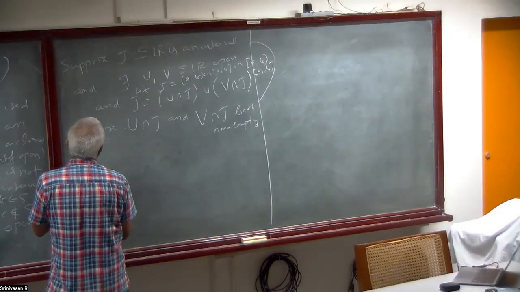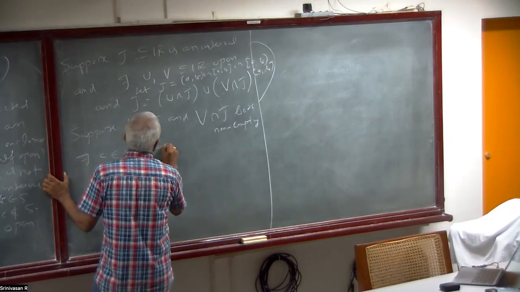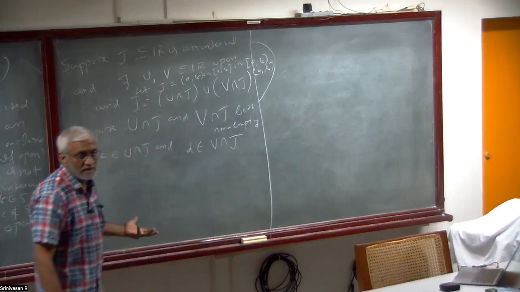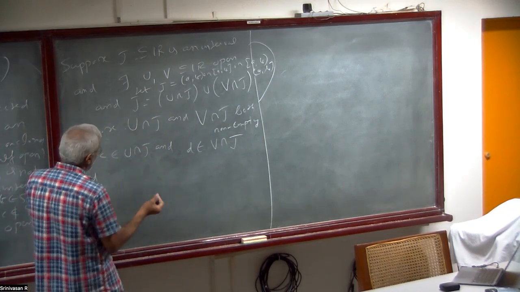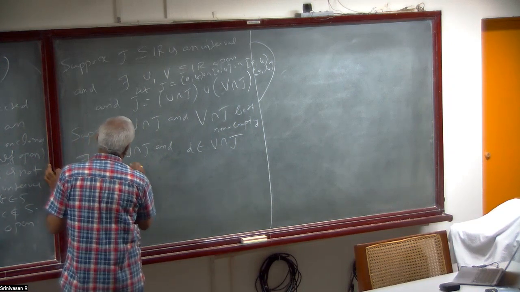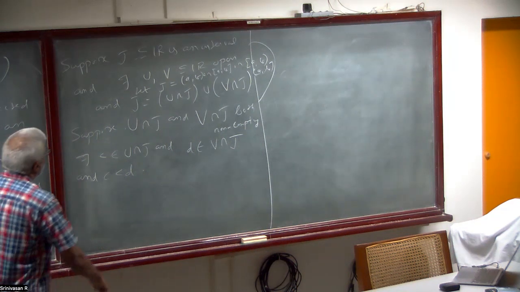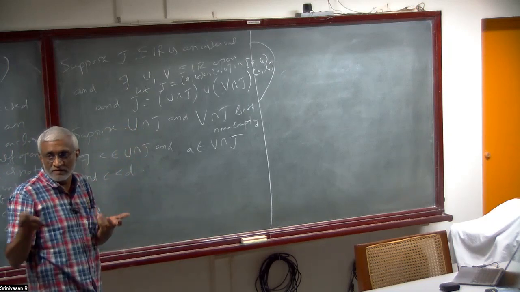Then there exists a C in U intersection J and D in V intersection J. That's what non-empty means. And of course, one of them should be less than the other. We assume C is less than D, otherwise you interchange the open sets. So we want to finally show that one of them is empty. Otherwise, there is a contradiction. That's what we want to do.